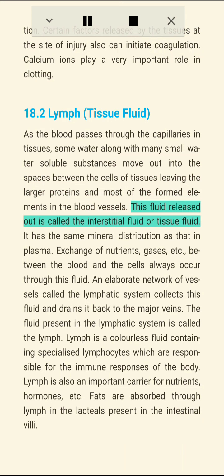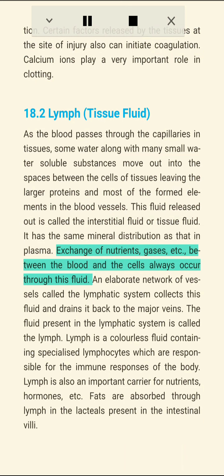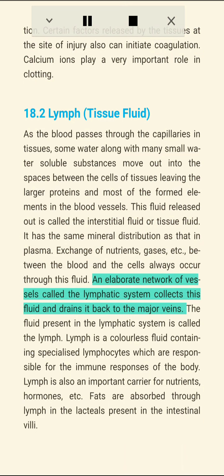Substances move out into the spaces between the cells of tissues, leaving the larger proteins and most of the formed elements in the blood vessels. This fluid released out is called the interstitial fluid or tissue fluid. It has the same mineral distribution as that in plasma. Exchange of nutrients, gases, etc., between the blood and the cells always occur through this fluid.